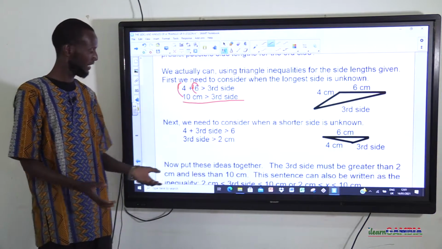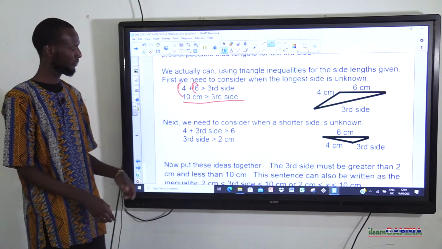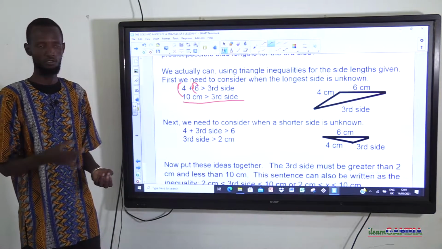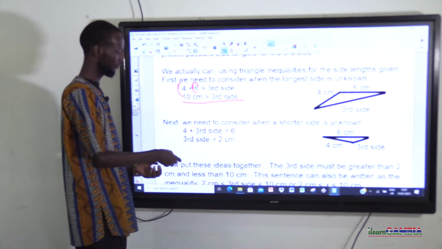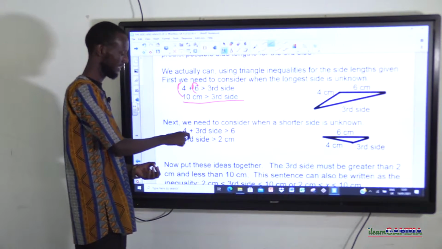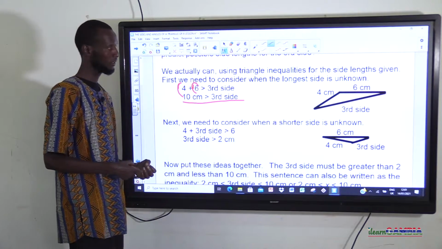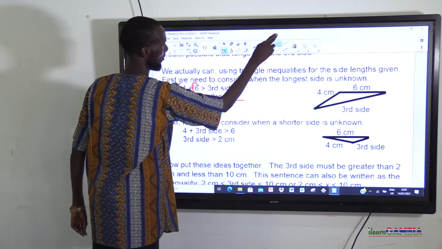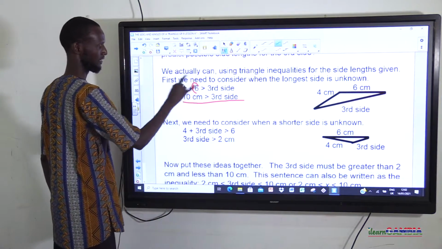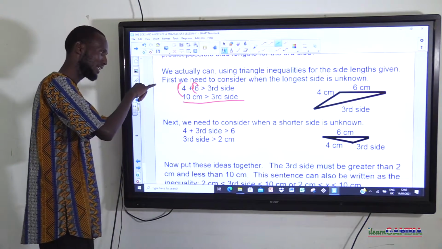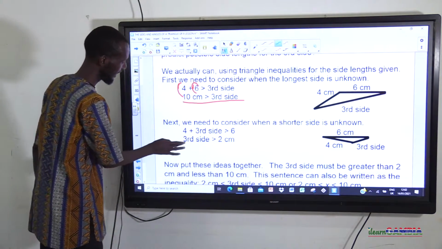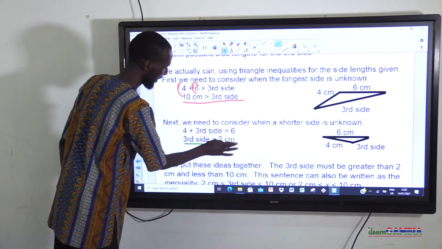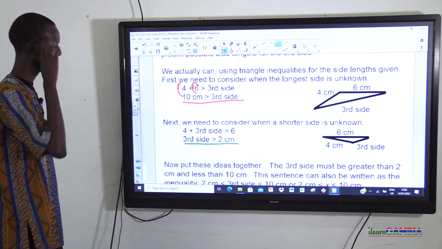All right? Say if you add 1 here, 4 plus 1 will only give you 5. So for you to get a sum greater than 6 here, the third side has to be greater than 2. So look what we had here. We first said that the third side has to be less than 10. Again, now we are saying the third side also has to be greater than 2.